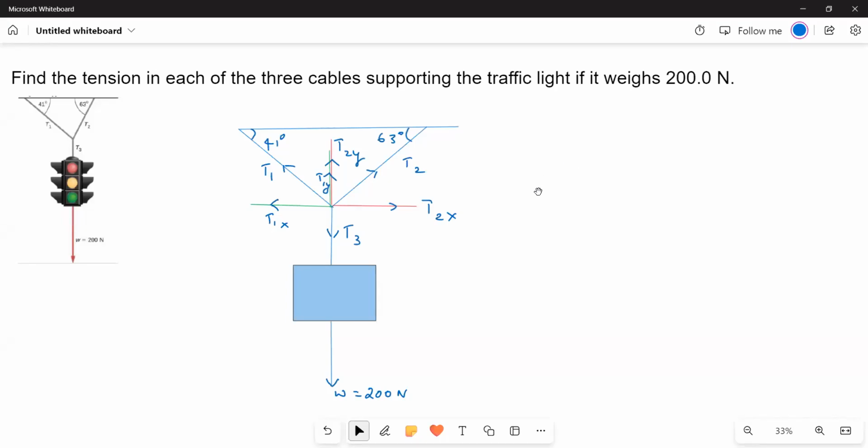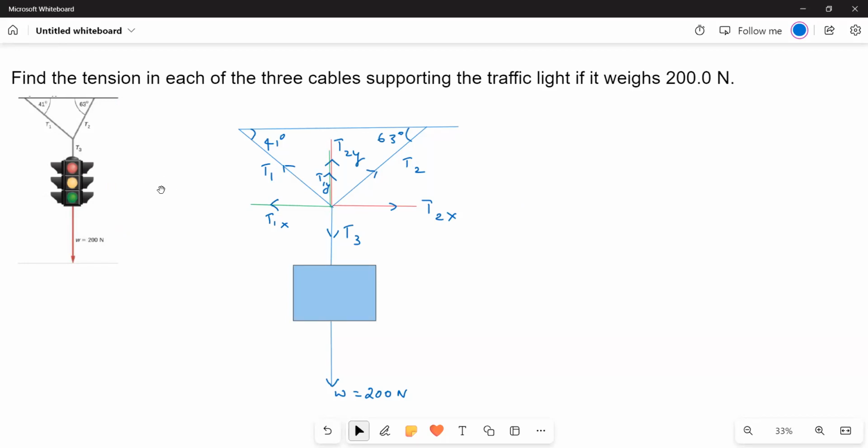This problem is based on Newton's laws, an application of Newton's laws. Here, the traffic light is suspended by 3 cables. The left one is making an angle of 41 degrees, and the right one is making an angle of 63 degrees. And the third cable is hanging vertically downwards and holding the traffic light. Now we have to find out the tension in each cable.